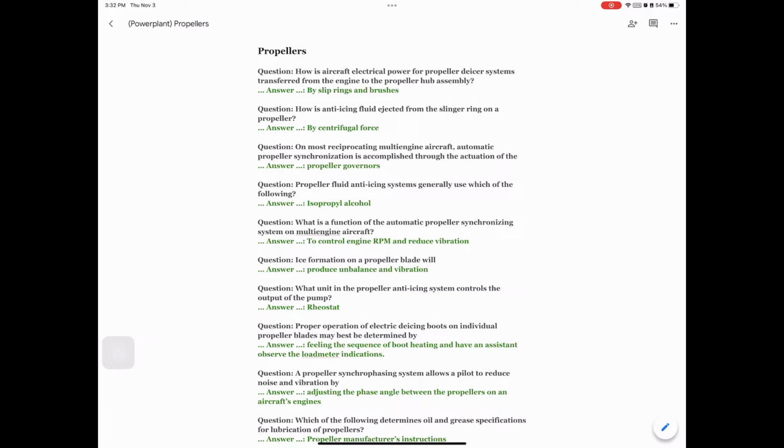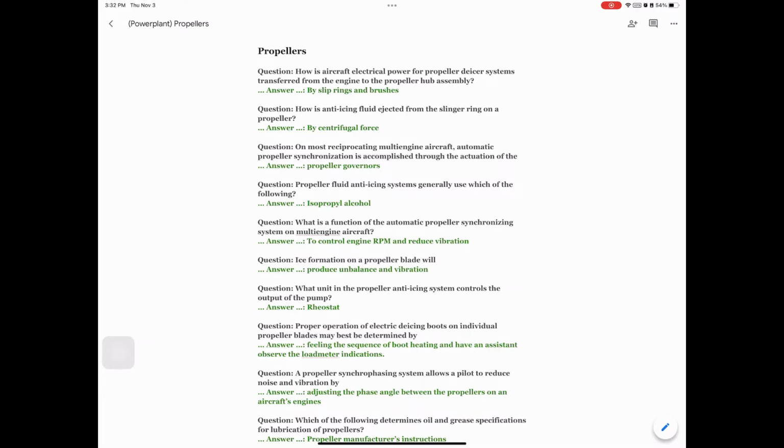Question. Ice formation on a propeller blade will: Answer. Produce unbalance and vibration. Question. What unit in the propeller anti-icing system controls the output of the pump? Answer. Rheostat. Question. Proper operation of electric de-icing boots on individual propeller blades may best be determined by: Answer. Feeling the sequence of boot heating and having an assistant observe the load meter indications.